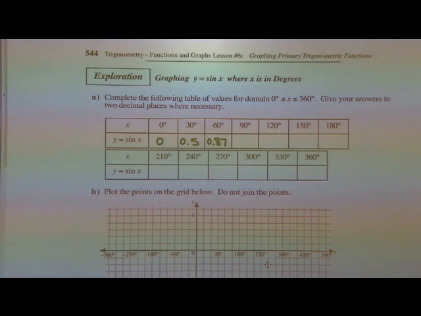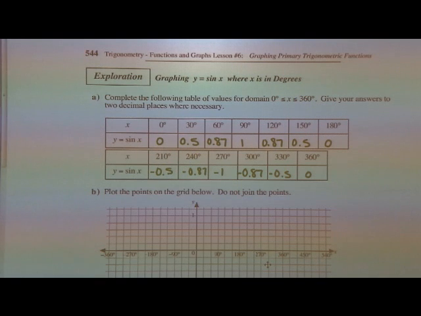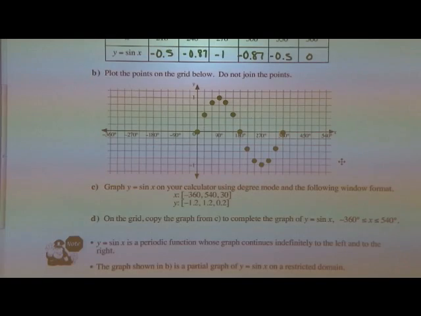So take a moment, pause, and fill these in yourself, and then double check to see if these are the right values. Okay, so these are the values that you should get, so double check that yours are the same. And then the next thing that I want you to do is plot these points on this grid. Don't join the points, just plot them at this point in time. And again, when you're done, double check to see if they match up. So you should get something like this.